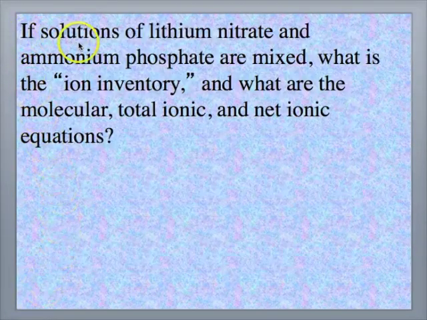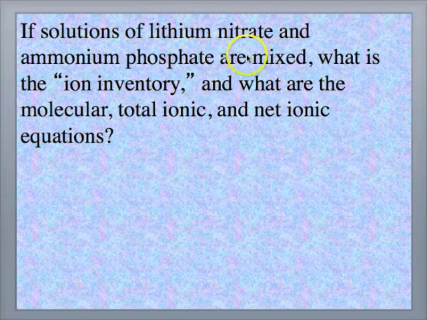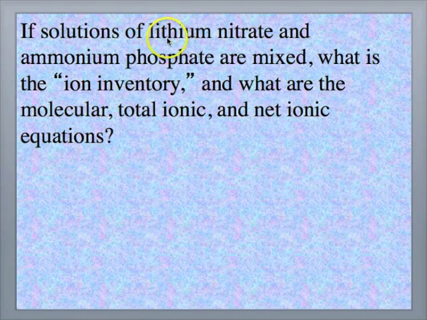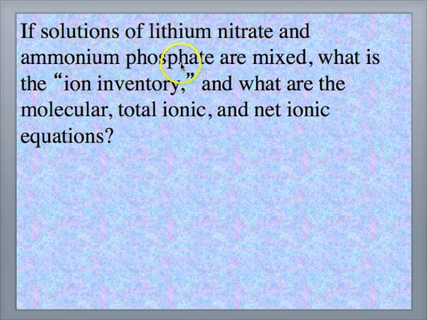So let's try another one. If solutions of lithium nitrate and ammonium phosphate are mixed, what is the ion inventory and what are the molecular, total ionic, and net ionic equations? Well, first of all, we know lithium is in the alkali metal group of the periodic table, and it has a +1 charge. For nitrate, ammonium, and phosphate ions, we have memorized those, and we know what the formulas of those polyatomic ions are. You've got to learn these polyatomic ions.